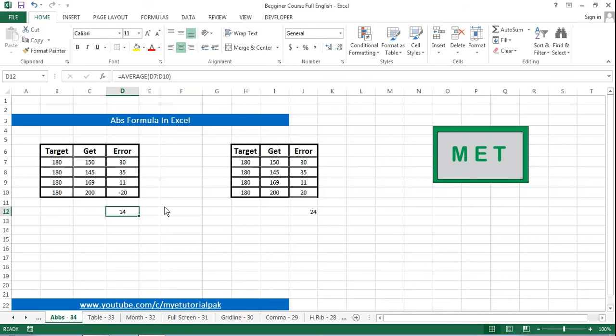And when we take the average, it shows an average of 14. We have to make it positive, and if I want to make it positive, for this we will use the formula of equals ABS.